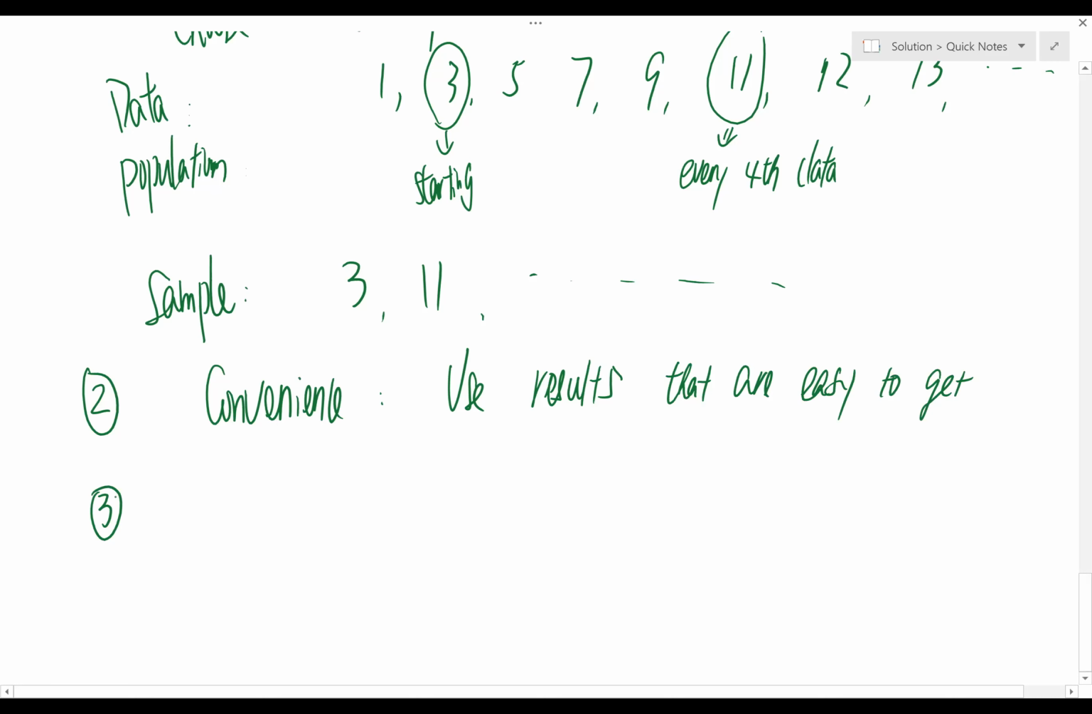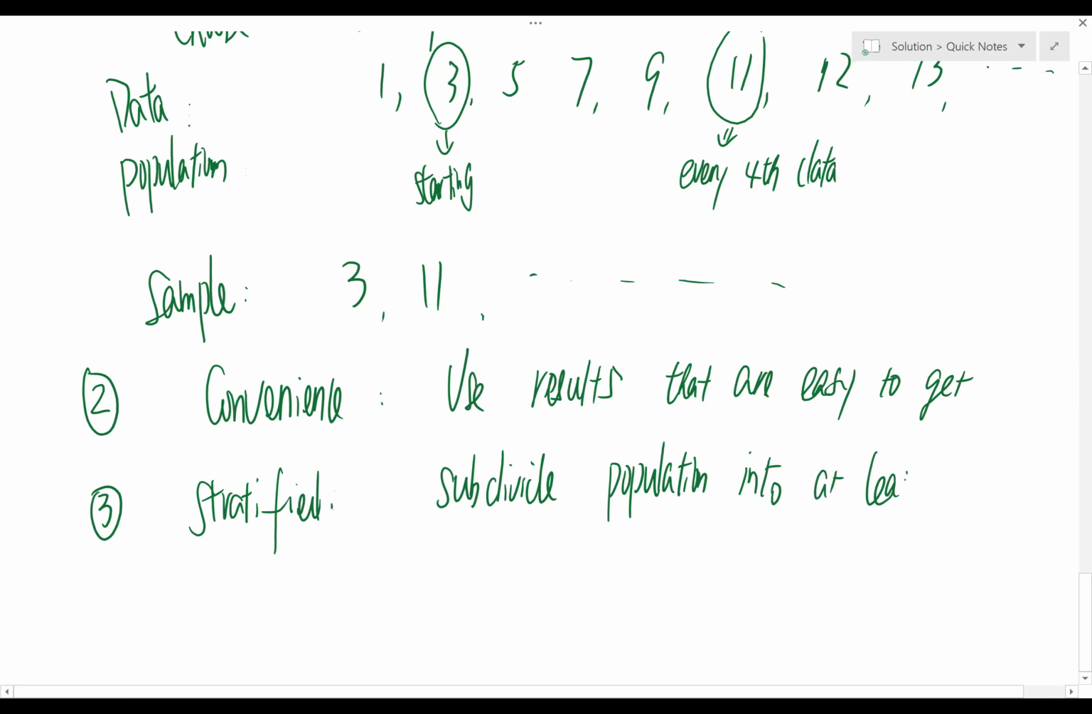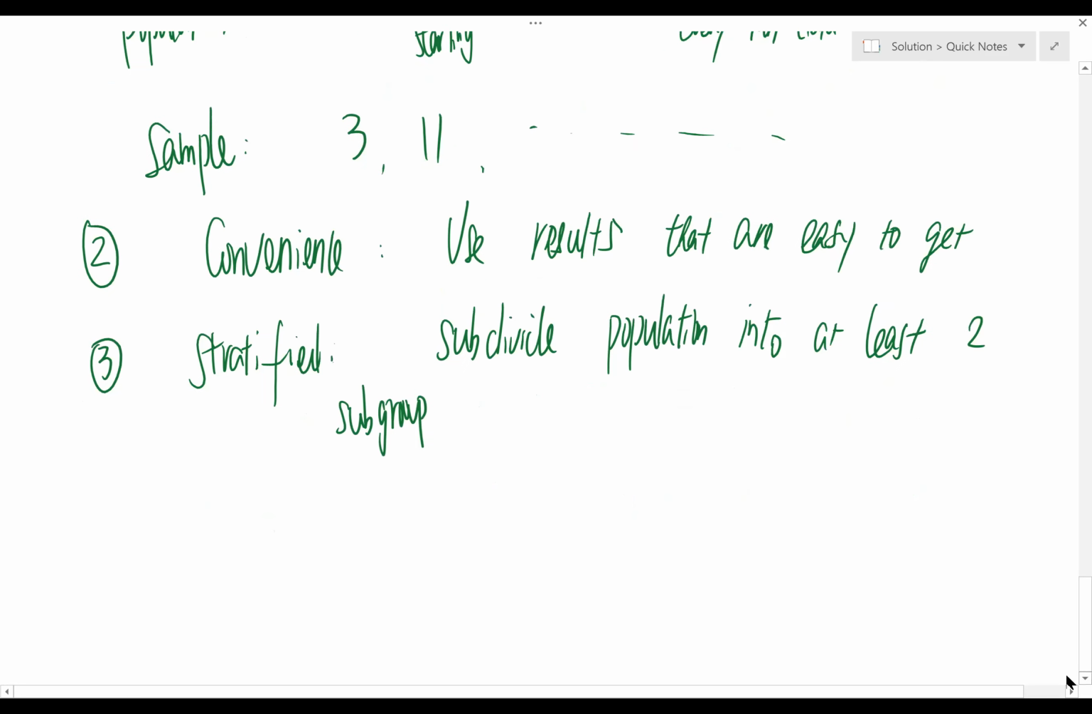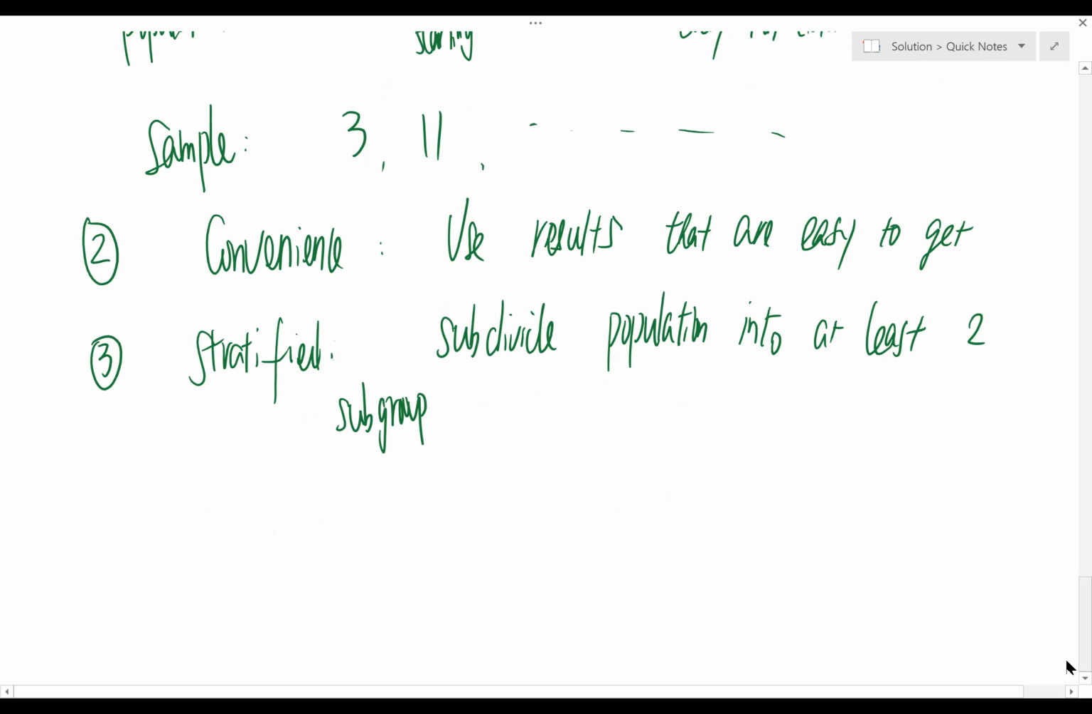Third one is stratified sampling techniques. So you subdivide a population into at least two subgroups, and I collect the data from each subgroup. For example, let's say you want to conduct a survey about New York City residents. You just subdivide the entire city into two categories, male and females, and go out there and collect data from each group, right? Pick a sample from each group. This is what they call the stratified sampling technique, with a common trait.